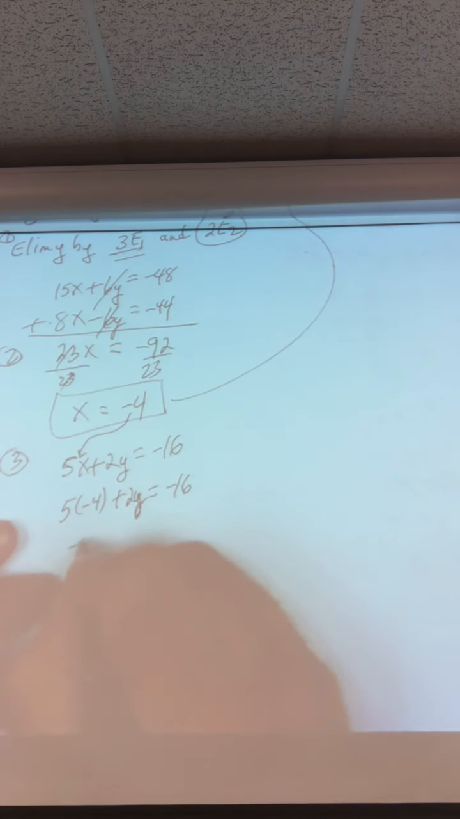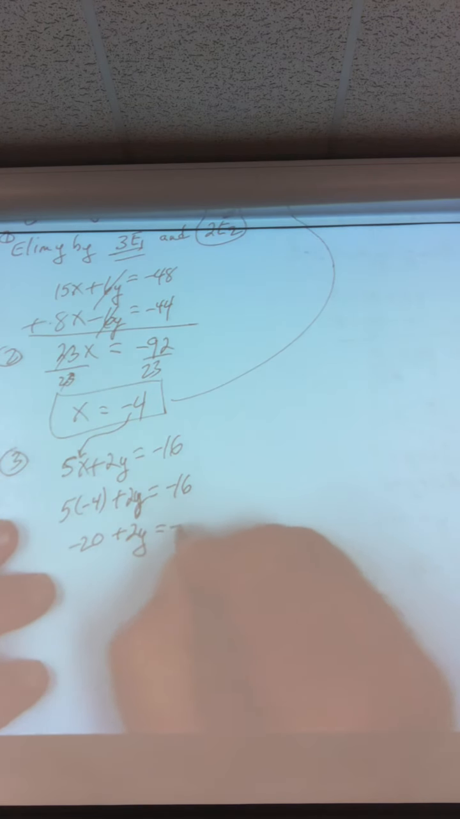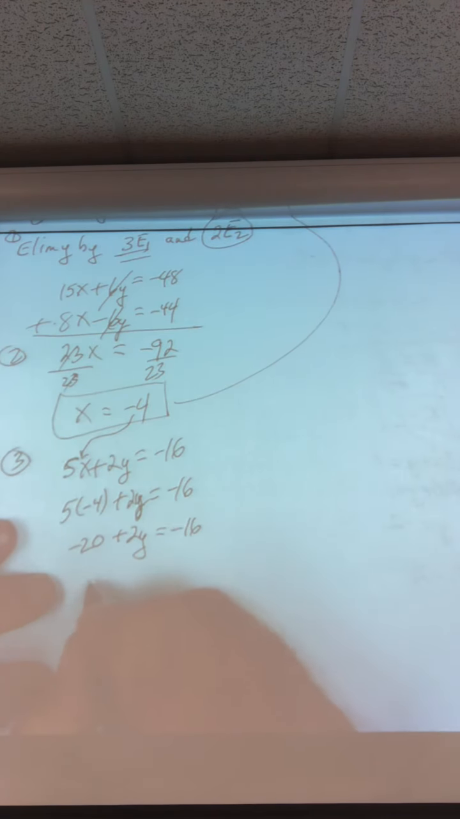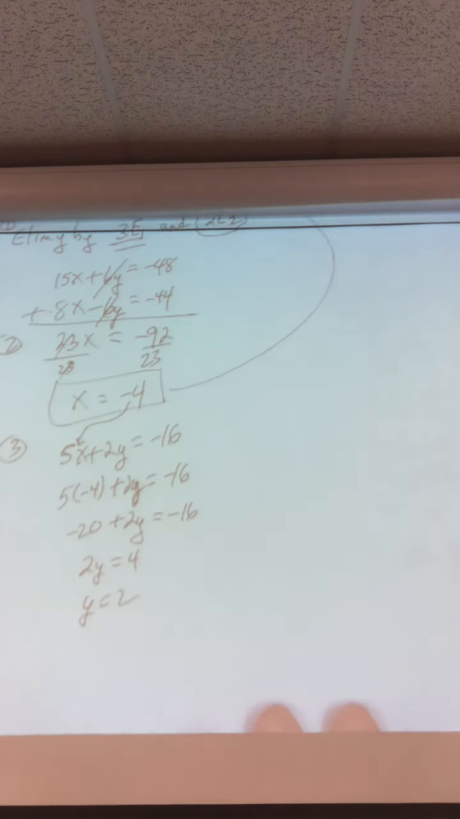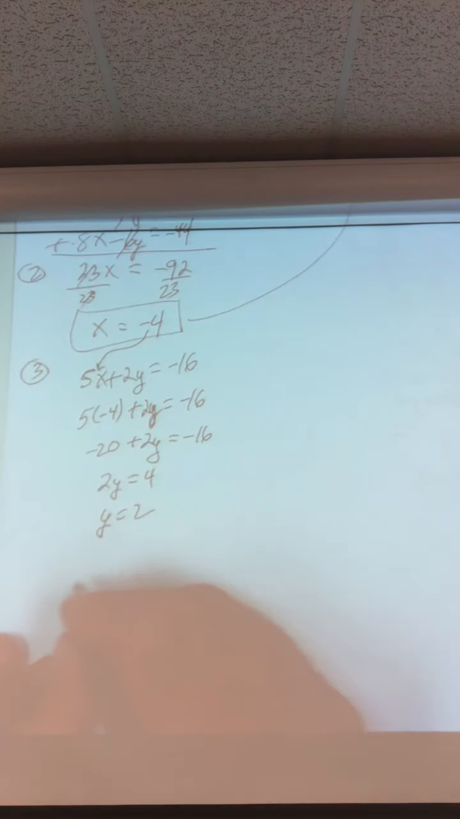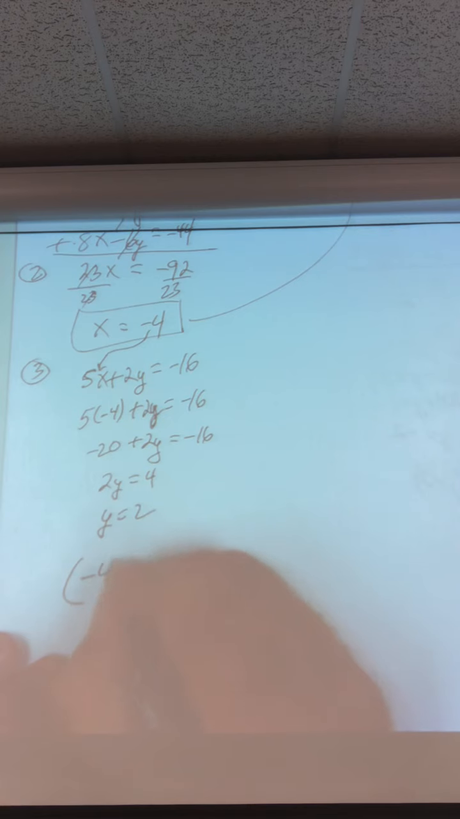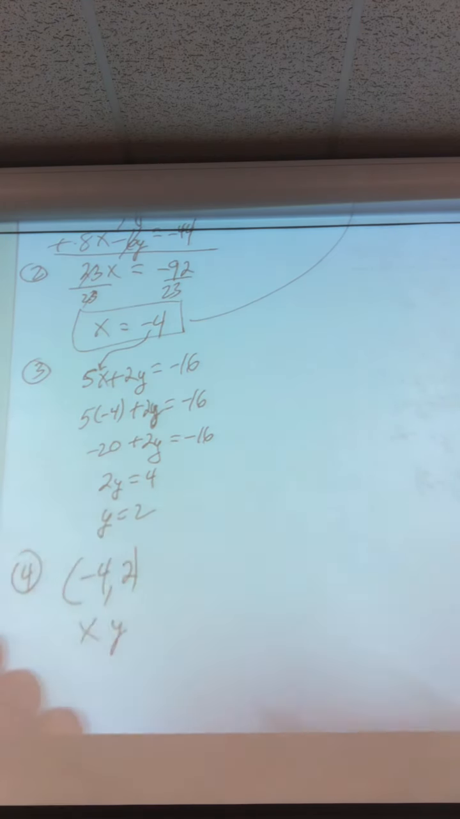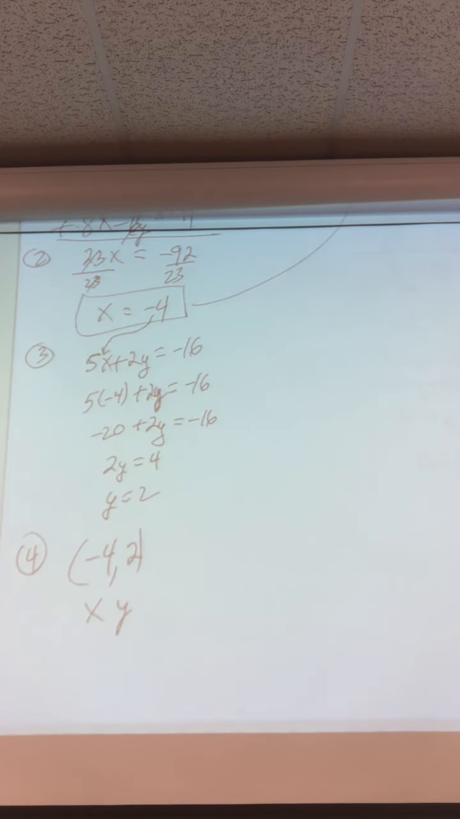So this would be negative 20 plus 2y equals negative 16. Add 20 to both sides. So that would be negative 16 plus 20, which is 4. And then divide by 2 to get 2. And so this is the ordered pair, negative 4, comma 2. You always put your x first and your y second.